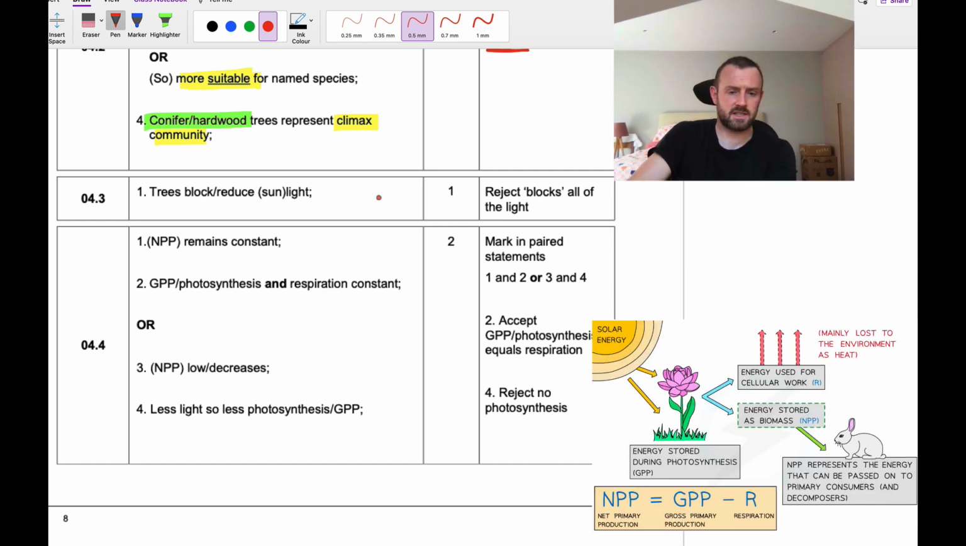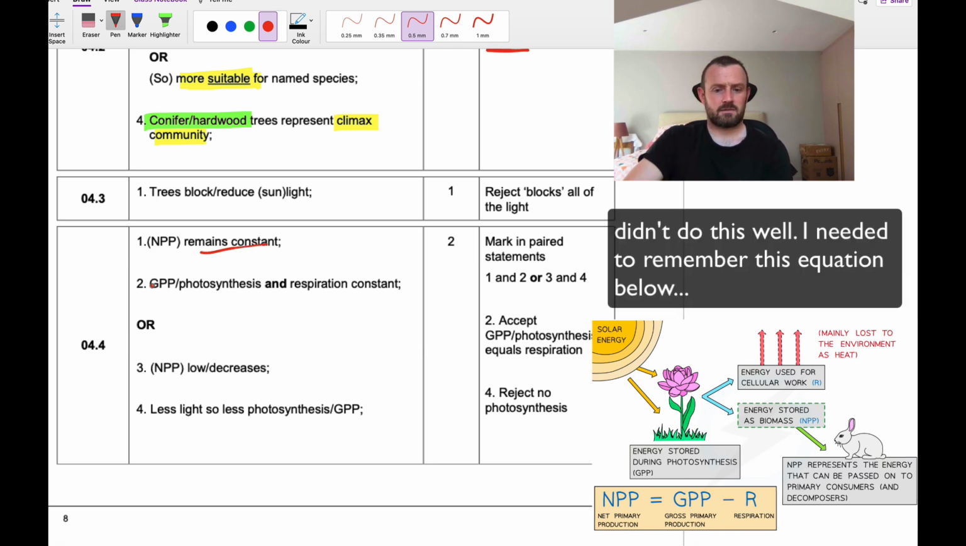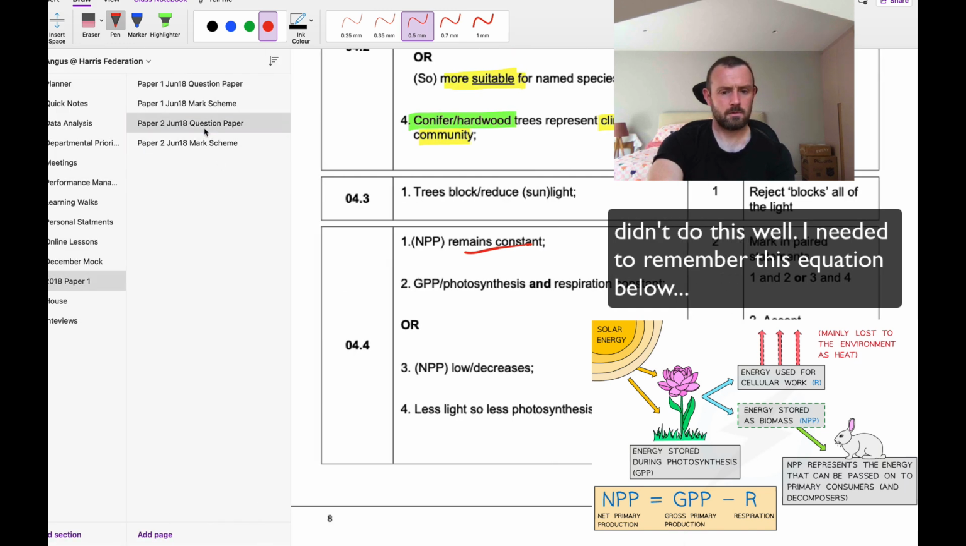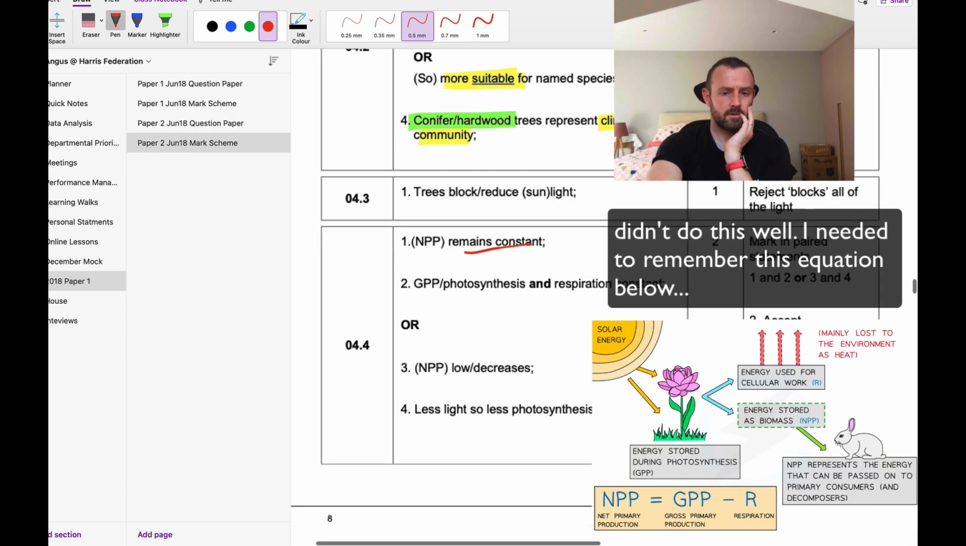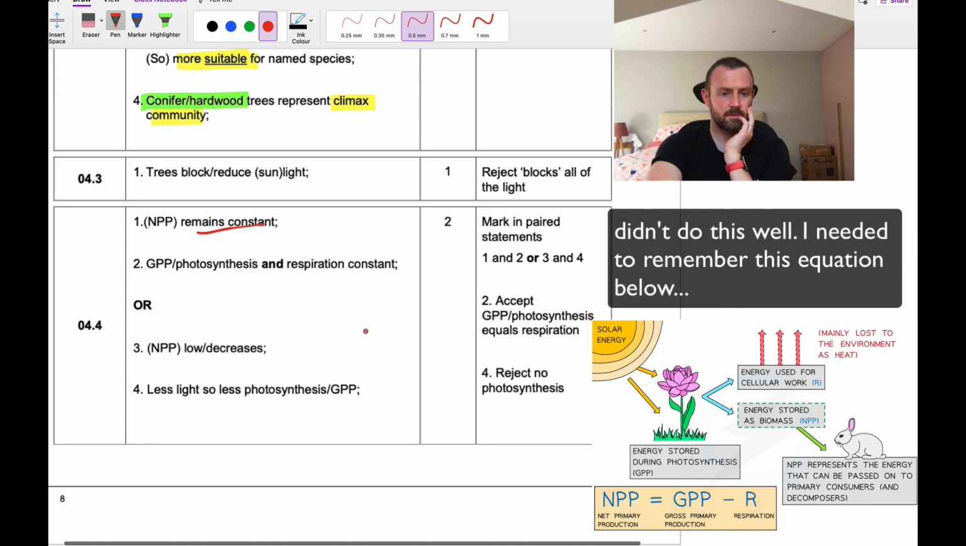Okay, so I said this, NPP remains constant. I didn't say photosynthesis remains constant, and respiration. Does it say GPP? Net primary productivity. Oh yeah, GPP is gross primary productivity. Yeah, I haven't revised this recently. So I would have got just one mark for NPP remains constant.